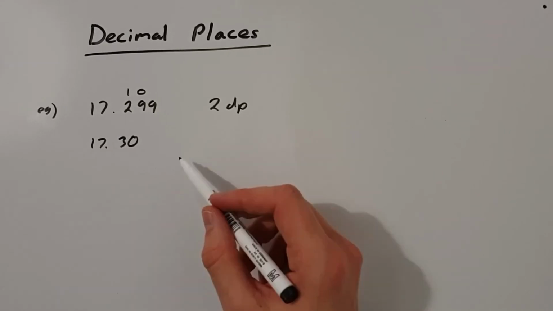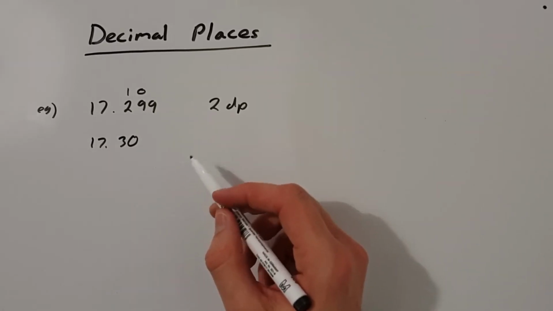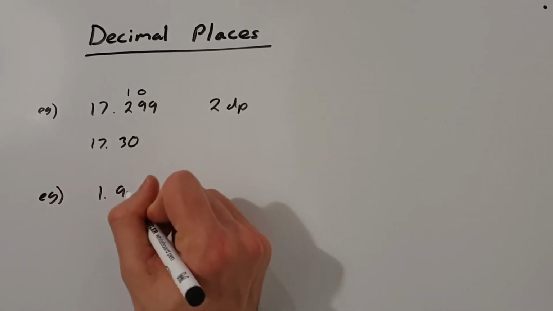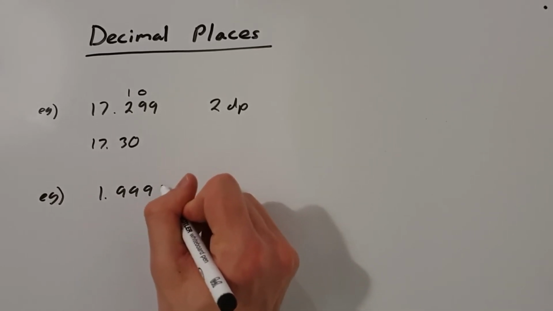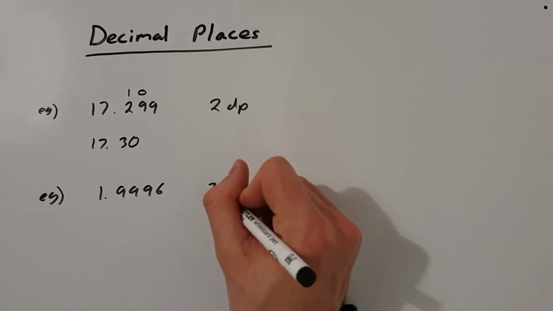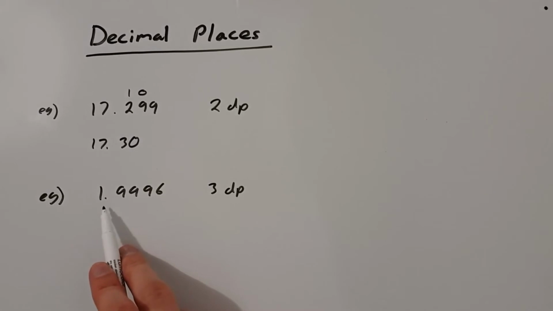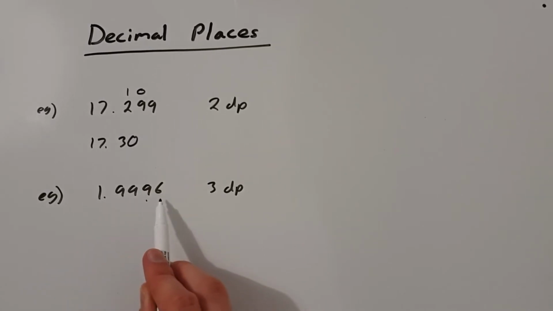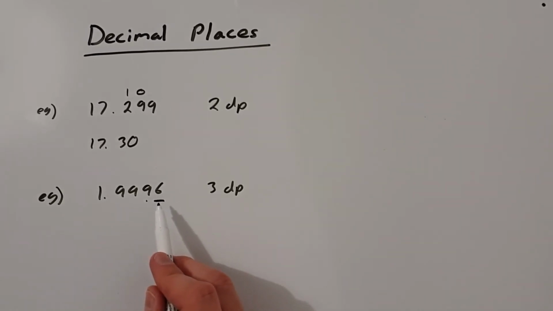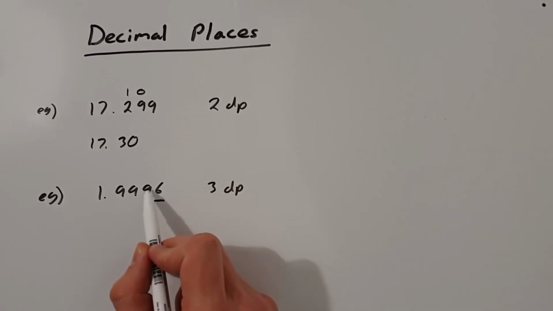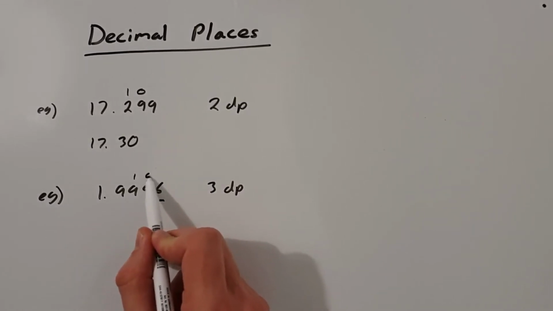Another slightly more extreme example would be if we had 1.9996 and we want to round this to 3 decimal places. So we want to keep 3 numbers after the decimal point: 1, 2, 3. Then the next number becomes our decider number. Here we have a 6, and we know that 6 is bigger than 5, so we want to round this up. We round this number up because of our 6, so 9 up becomes 10. So we could put a 0 there.